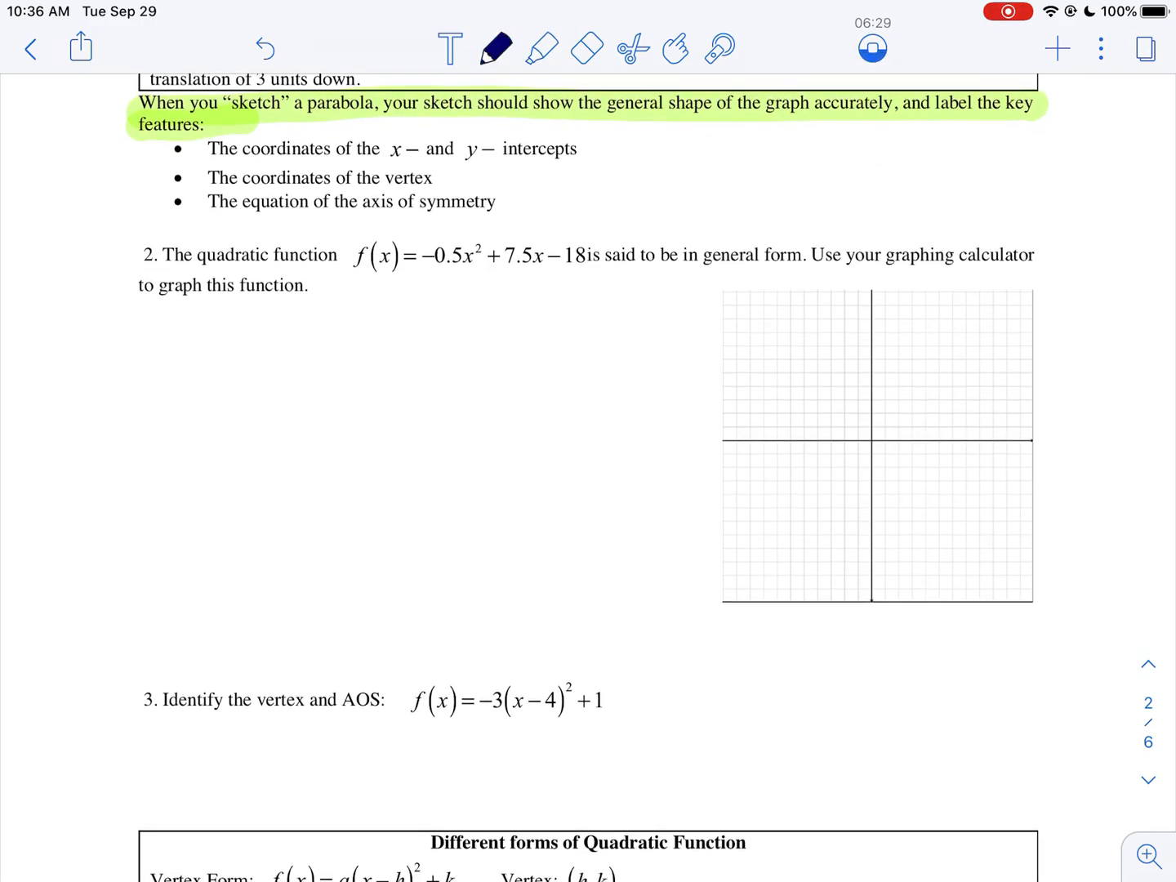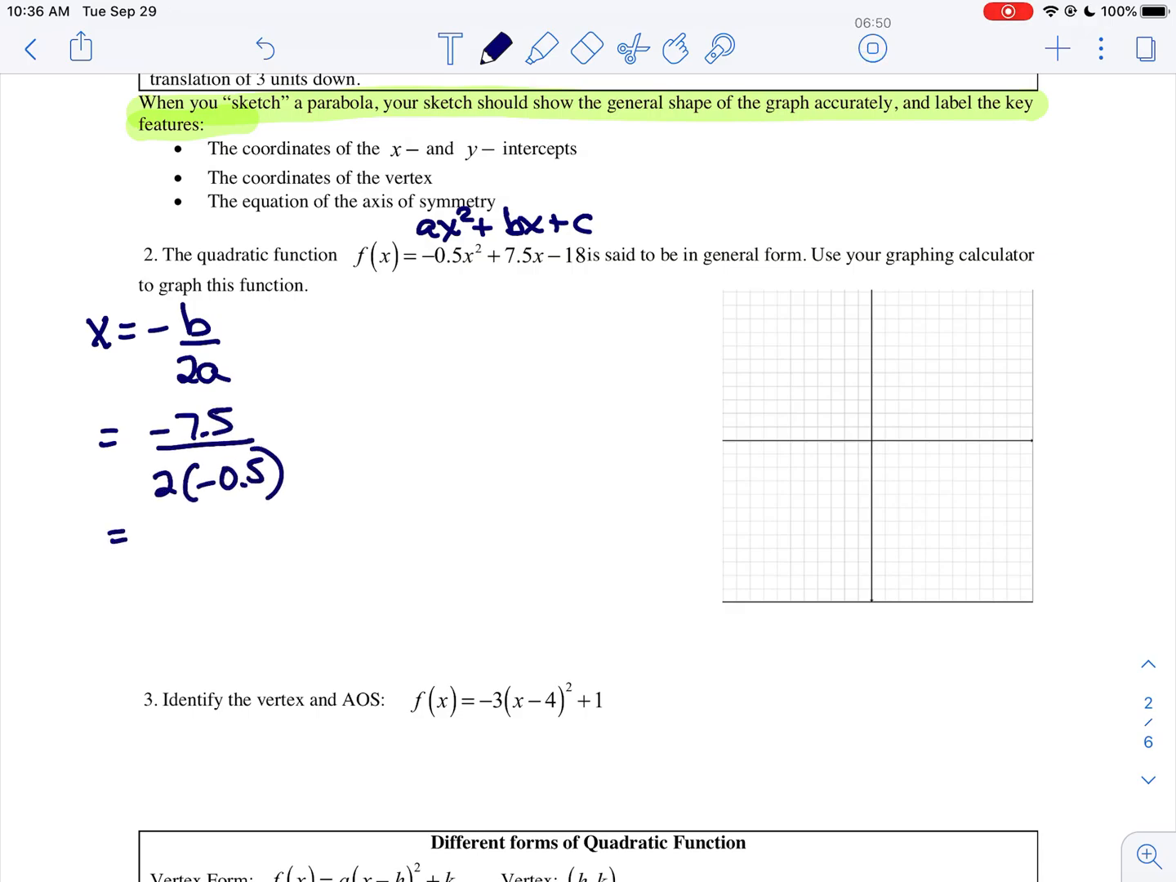All right, so here we go. If I want to graph this, and this is standard form, remember you can find the vertex by using x equals -b over 2a, where you have ax squared plus bx plus c. So this would be -7.5 over 2 times -0.5. So that's 7.5. You plug that back in.